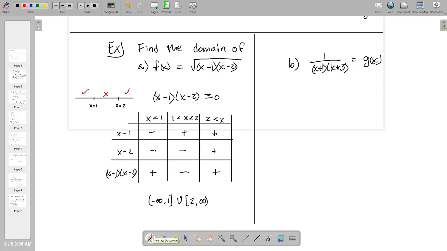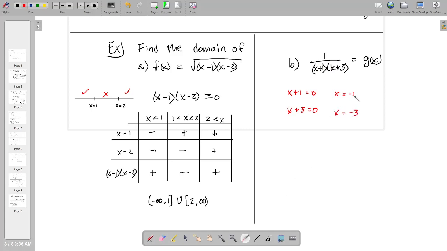Now part B is a little bit easier. What we're going to do here is look for the values for which this function is undefined. Now, where is this function undefined? Well, we can't divide by 0, so all we need to do is set x plus 1 equal to 0 and x plus 3 equal to 0 so that we can exclude those x values. So here we're looking for the values for which x cannot be. Subtract the 1 over, we get x is equal to negative 1, and we get x is equal to negative 3 for the second one.